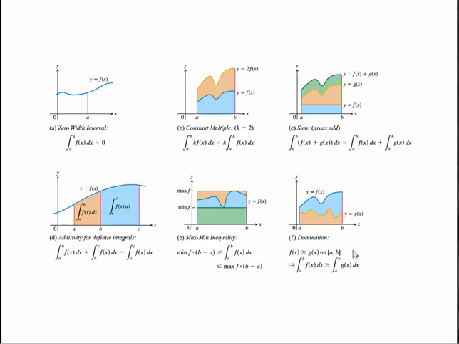And the sixth property was called domination. It said if you had a function f of x and it's greater than or equal to g of x, well, hopefully you can see that the area under the curve of f of x, which is this integral here, is definitely going to be greater than the area under the curve for g of x, which is this integral here.